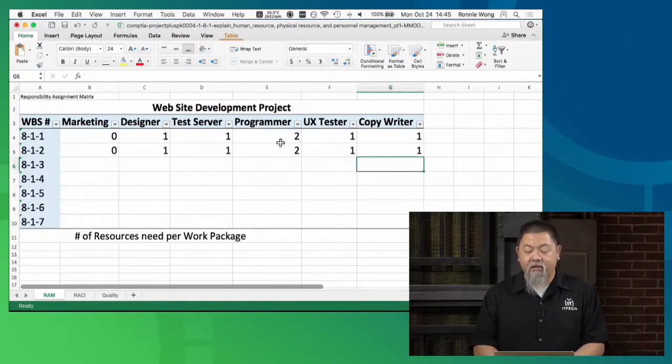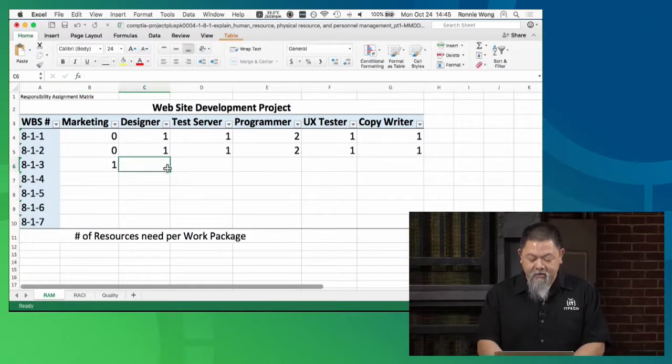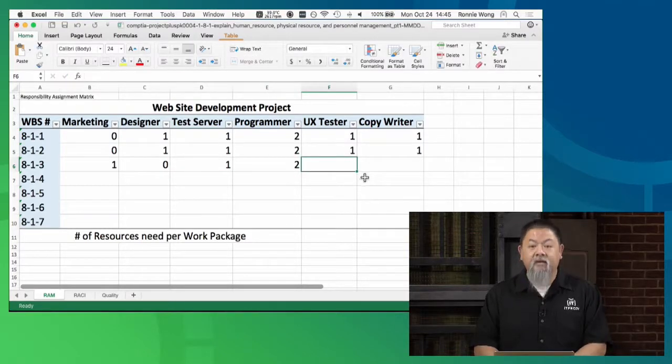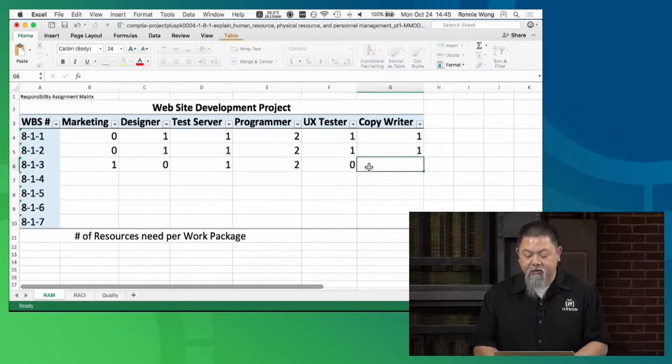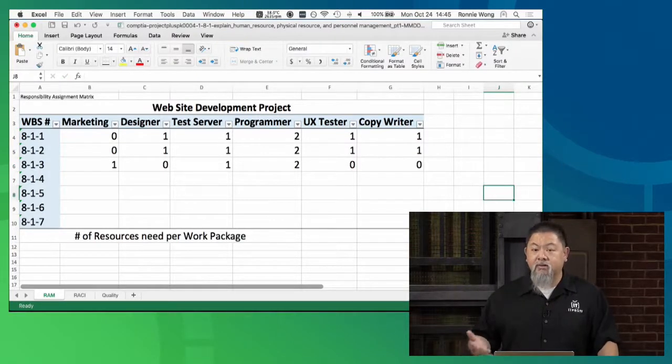After a while, what should happen is as the project continues to progress, you might find out that marketing becomes more important. The design work is done. The test server is still working because we need them. The programmer is still working because we need them. But now let's say that the user experience tester we don't really need anymore. Copywriter, let's say that we really don't need him anymore. And now you can start adding this up and figuring out how many resources you need to have available for your project.